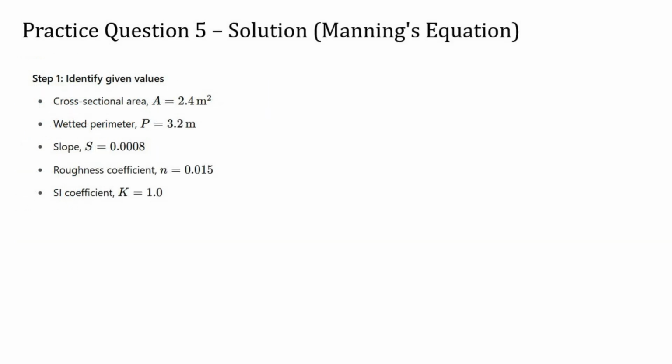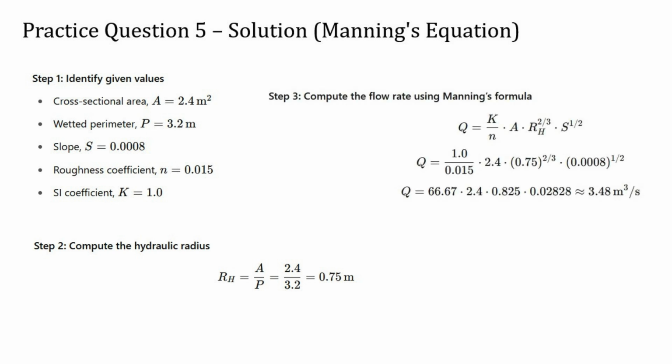The given values include the cross-sectional area, wetted perimeter, channel slope, roughness coefficient, and the SI coefficient for Manning's formula. Next, we calculate the hydraulic radius, which is defined as the area divided by the wetted perimeter. This gives us a hydraulic radius of 0.75 meters. Now that we have all the values needed, we plug them into Manning's equation. Computing this gives a final flow rate of approximately 3.48 cubic meters per second. So, the correct answer is choice B.